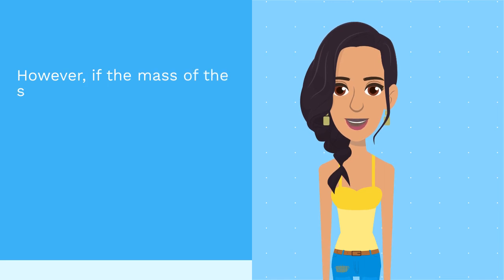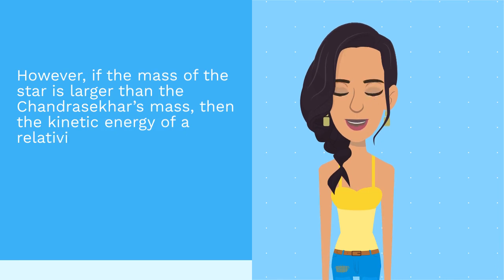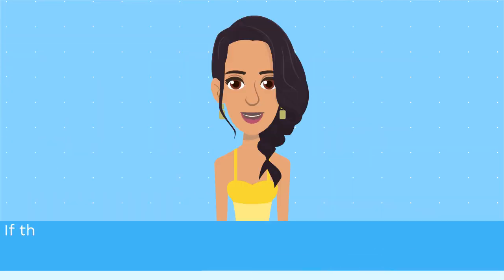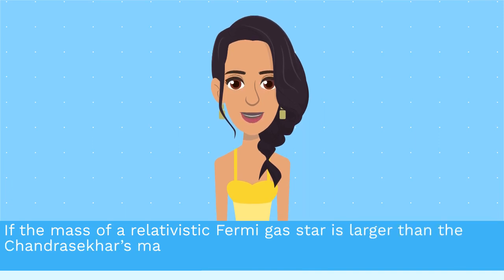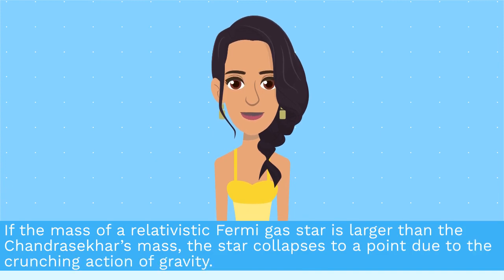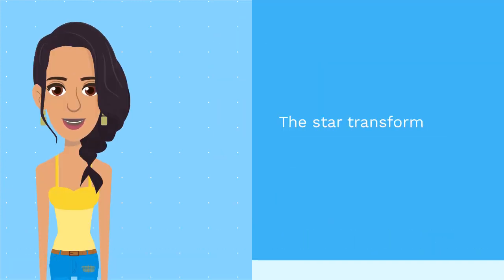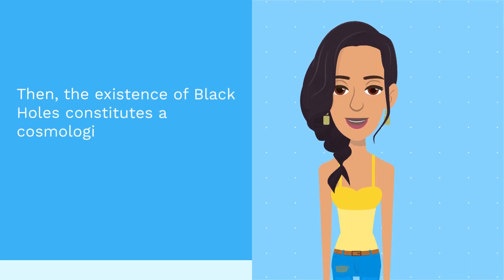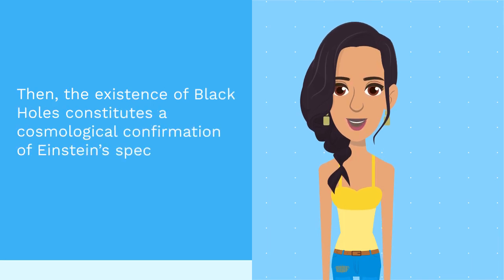However, if the mass of the star is larger than the Chandrasekhar's mass, then the kinetic energy of a relativistic Fermi gas star fails to compensate for the effect of the gravitational attraction. If the mass of a relativistic Fermi gas star is larger than the Chandrasekhar's mass, the star collapses to a point due to the crunching action of gravity. The star transforms itself into a black hole. Then, the existence of black holes constitutes a cosmological confirmation of Einstein's special relativity theory.